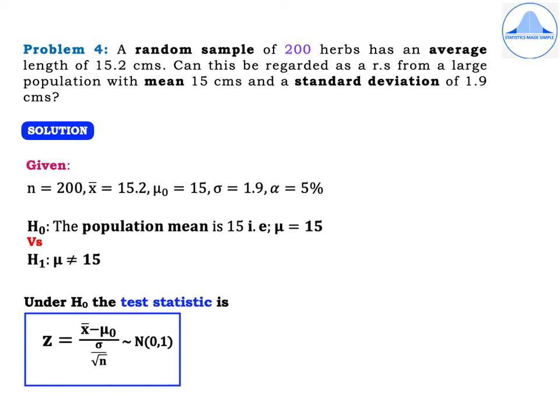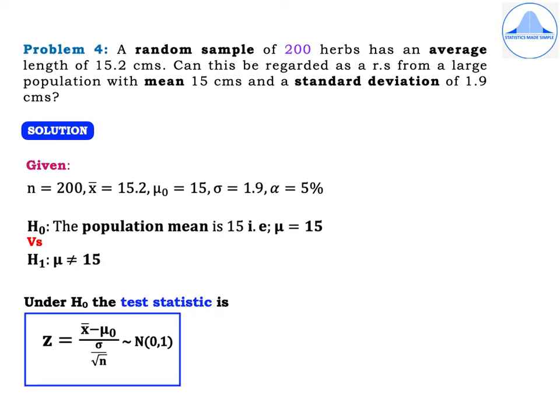Then, because this is a test for single mean for large samples, we write H naught in the general format. That is, recollect, the general format is the population mean is mu naught. That is, mu is equal to mu naught. Here mu naught is 15. So write H naught as the population mean is 15. That is, mu is equal to 15. Now the words like increase, decrease, above, below are not mentioned in the problem. So the alternative will be a two-tailed test. So versus H1, mu is not equal to 15.